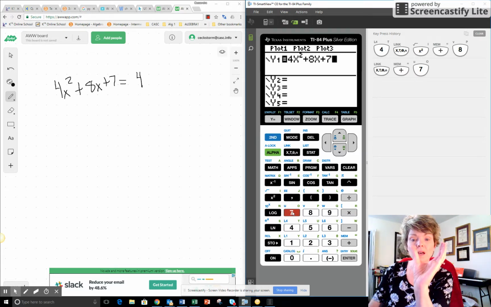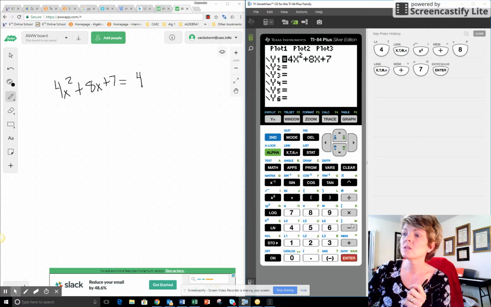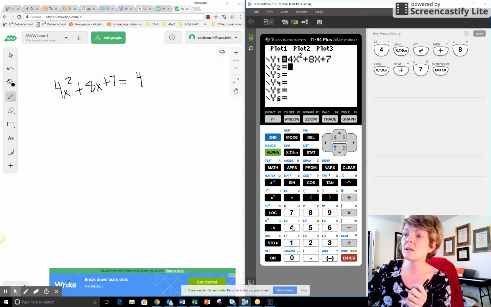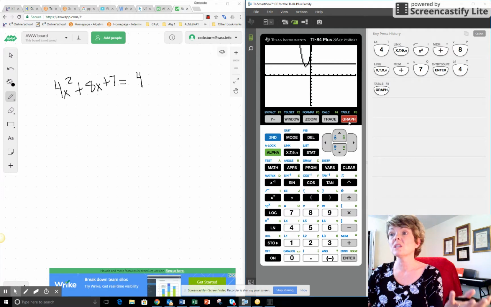That's going to be a parabola. And then we want equals 4. We want to know where the line y equals 4 crosses this parabola. So we're going to hit enter to move down to the next line, and we're going to type 4. And then we want to graph it. We want to see, what's the sky look like?